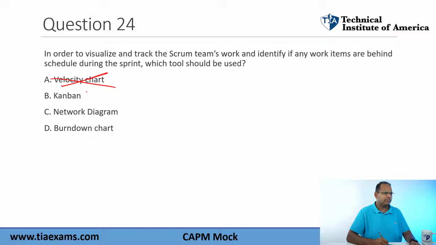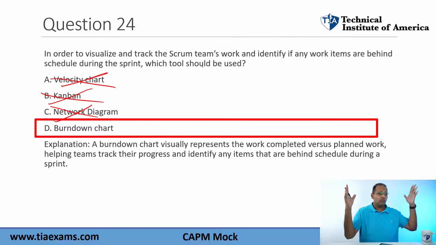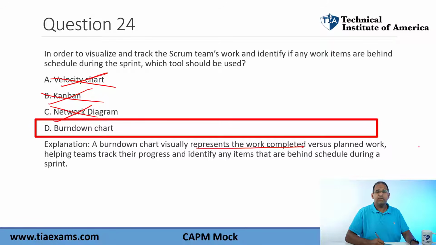So probably not. Network diagram. Most agile projects don't use network diagrams. But this one is not really going to show it's behind schedule. It just shows you the sequence of work and work that has to get done. So definitely we're going to go with a burn up chart or a burn down chart. You have to know the difference. Now this one in particular is talking about a burn down chart. So a burn down chart represents the work completed. So it's going to show you work that has been done or burned down versus planned work.